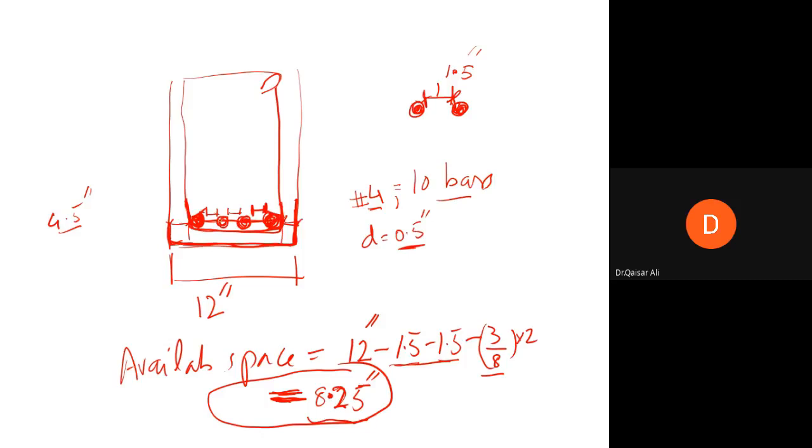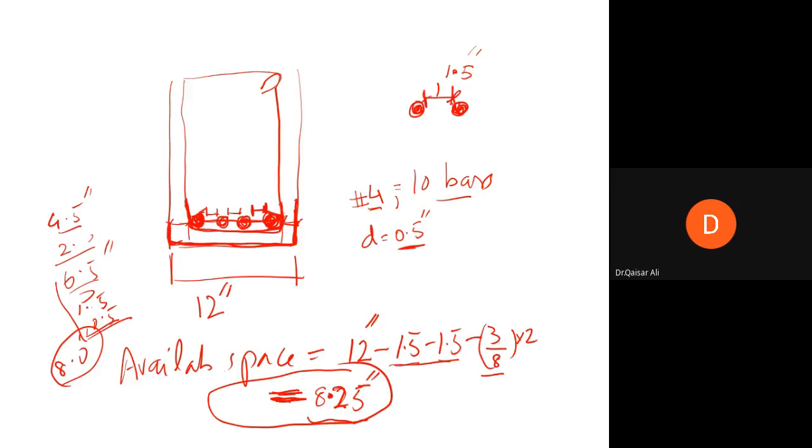And then 1, 2, 3, 4 bars. This will be 2 inch because the diameter is 0.5 inch, so 4 multiplied by 0.5 will be 2 inch. So 6.5 inch. You still have some space to place at least one more bar. If you place one more bar, there will be an additional space of 1.5 and 0.5, so 6.5 plus 2 is 8 inch. So 8 inch space is consumed by placing 5 bars.